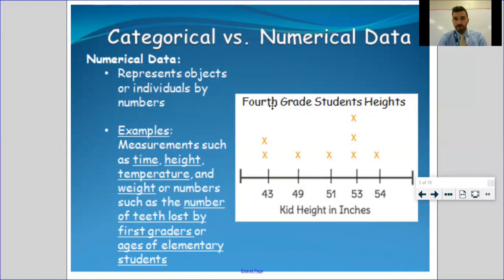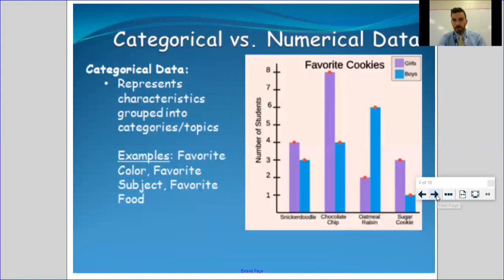So here we've got 4th grade students' heights measured, and down here, these are your numbers to show your numerical data. These numbers represent the actual heights, which you can see by the label, and all these X's just represent individual students. This is a line plot that you'll see in a couple days. These X's mean there are 2 students that were 43 inches high. There's 1 student that was 49 inches high, and so on and so forth. But you'll see some more of those coming up.